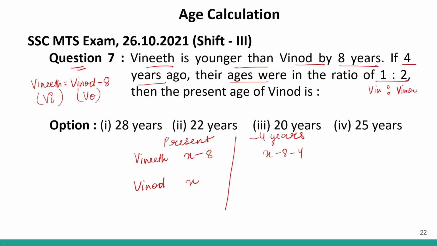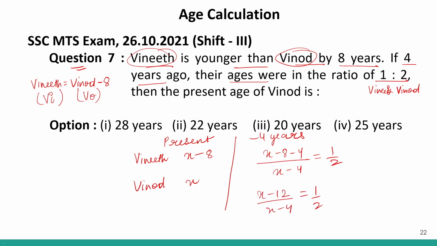How do we know that? Because over here, the first person mentioned is Vineet and the second person mentioned is Vinod. So, this is Vineet is to Vinod. Obviously, Vineet is younger than Vinod. So, for the ratio of 1:2, Vineet will be the smaller one. So, x minus 8 minus 4 upon x minus 4 is 1/2. Clear? 4 years before.